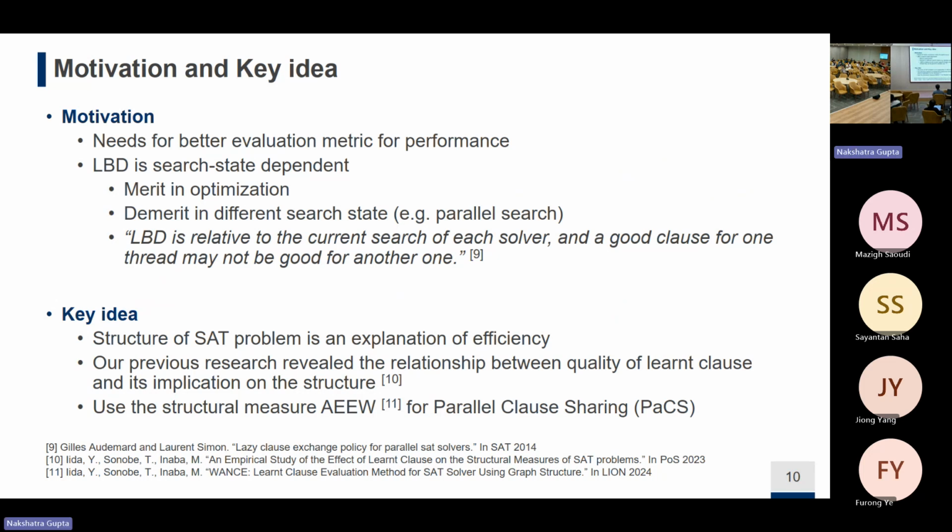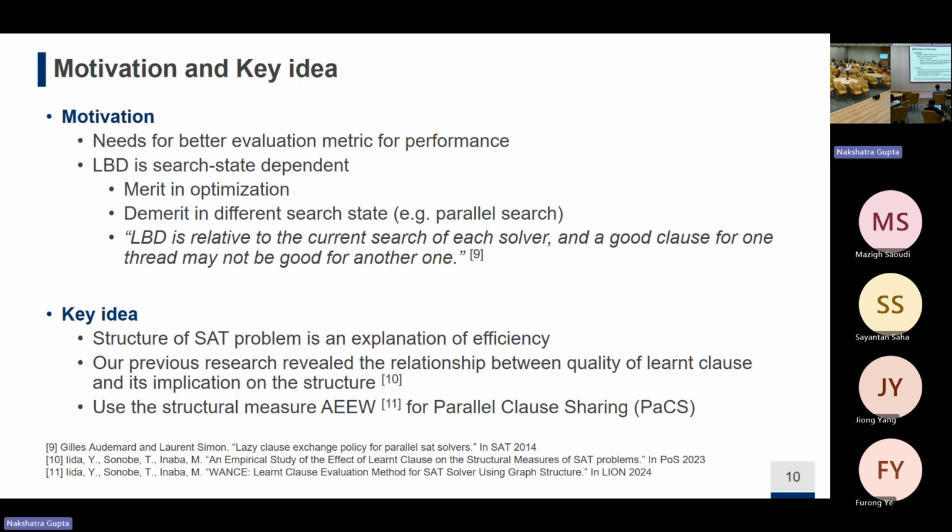And we say that LBD is a search-dependent metric. What I mean by search dependent is that these values change according to the search state, like decision trees. This is beneficial in many cases because the evaluation value can be optimized to each search state. But sometimes it can be a demerit in different search states, like in a parallel search environment.